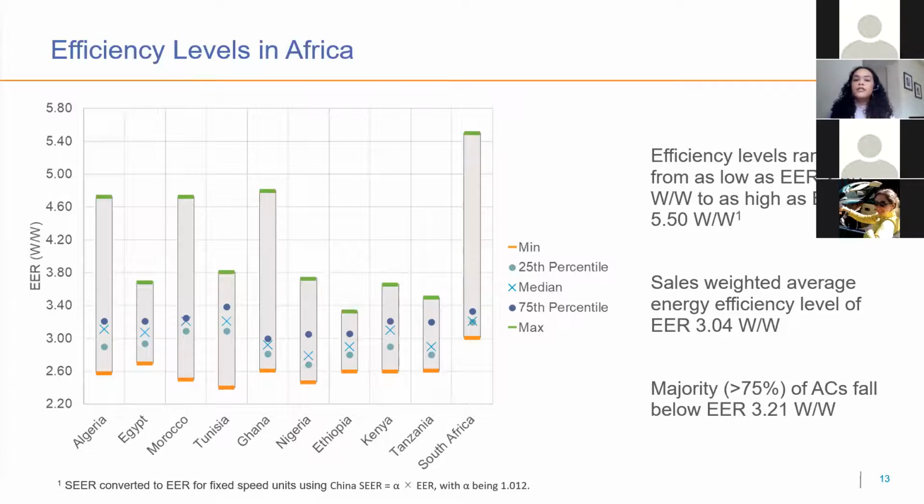So despite the large range of efficiency levels on the market, we're still seeing a relatively low average. And if we're talking about the majority of ACs, you can look at this dark blue 75th percentile dot on the chart, and you can see that the majority of ACs still fall below 3.21 watts per watt when sales weighted across these markets.